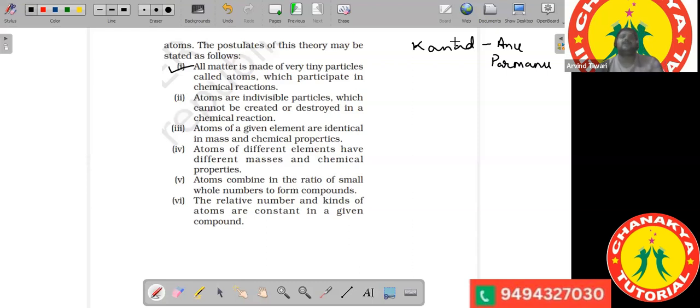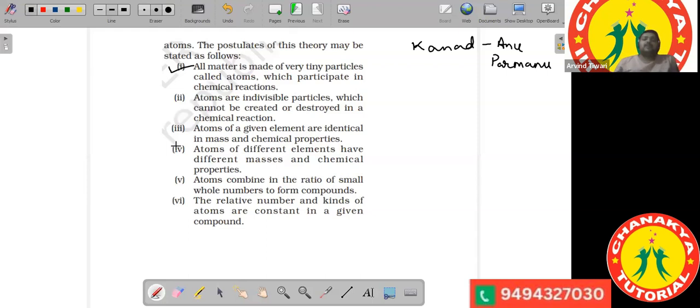So all the matter, everything that we see around us, is made up of atoms. The chair, the table, everything we see is made up of atoms. So this was Dalton's first postulate, that all matter is made of very tiny particles called atoms, which participate in chemical reactions. It is the atoms which participate in a chemical reaction. That means they help in the formation of new substances.